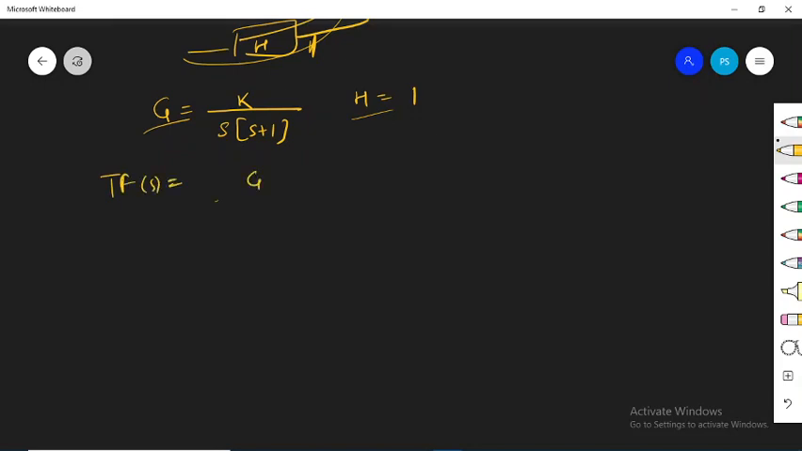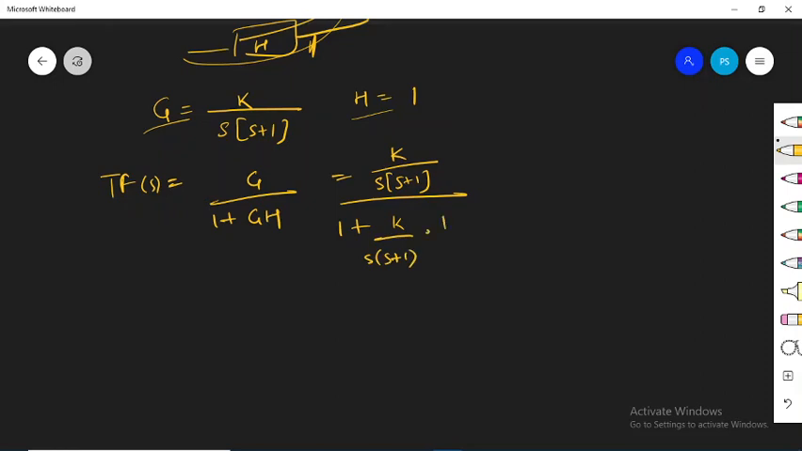It will be G upon 1 plus G into H. The value of G is K divided by S into S plus 1, divided by 1 plus, again the value of G is this, multiplied by H, that is equal to 1. And hence we can write this as K divided by S square plus S plus K. This is the transfer function of the system.